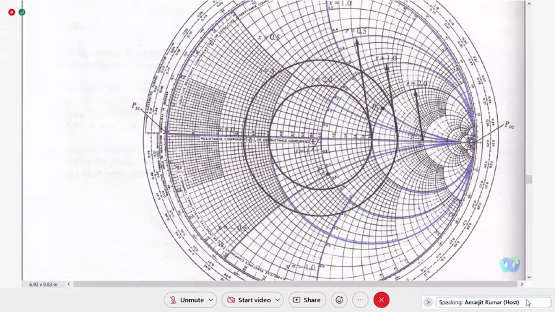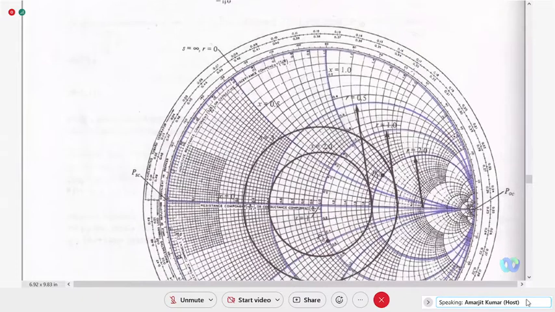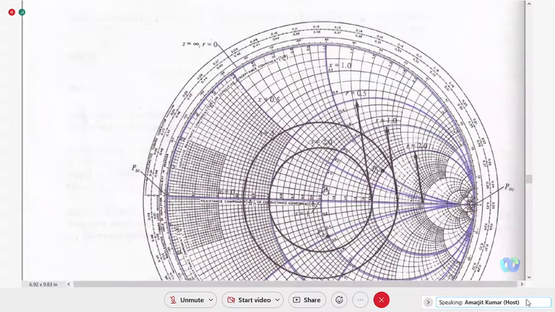Can we locate that? R is equal to 1 circle on the Smith chart. See here, the R is equal to 1 circle is here. It is written R is equal to 1.0. This is the circle we are talking about, the R is equal to 1 circle. Where is the R is equal to 2 circle? It is here.